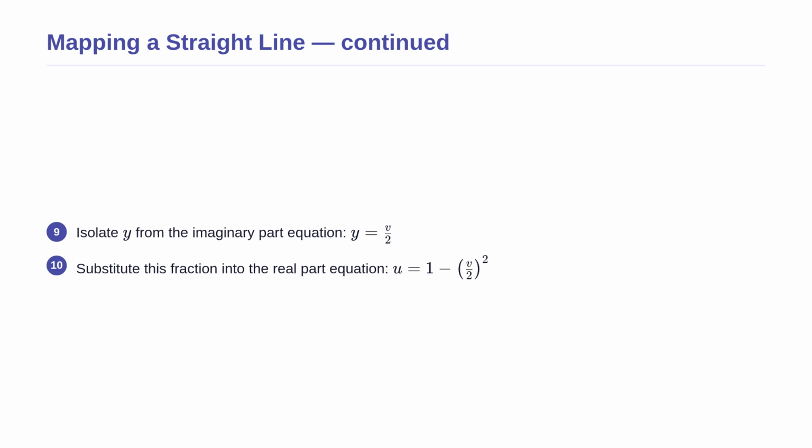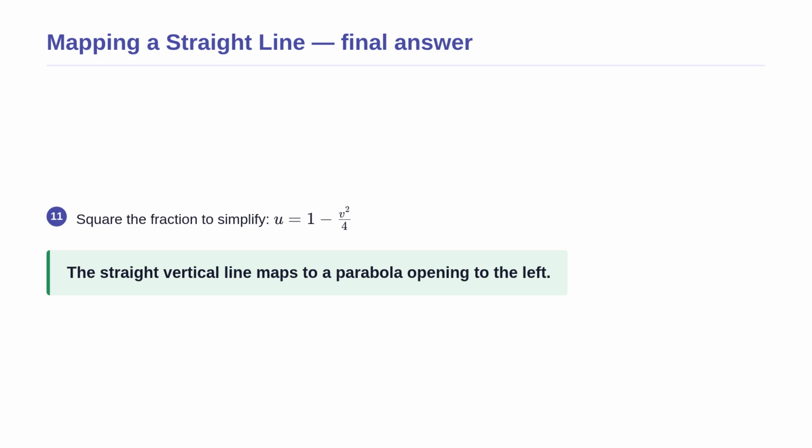By dividing both sides by 2, we isolate y. This gives us a direct way to substitute it out of our system. We take this fraction and plug it directly into the equation for our new real part. This is a crucial moment, as the original input variable is now completely erased from our system. For our final step, we simply square the fraction by squaring both the numerator and the denominator. This leaves us with our final simplified equation relating the horizontal and vertical coordinates of the output plane.